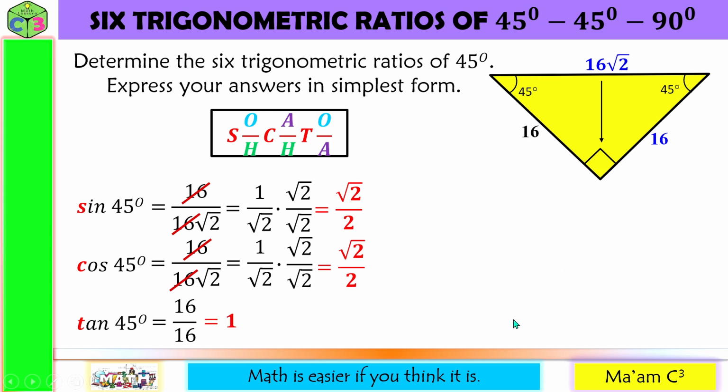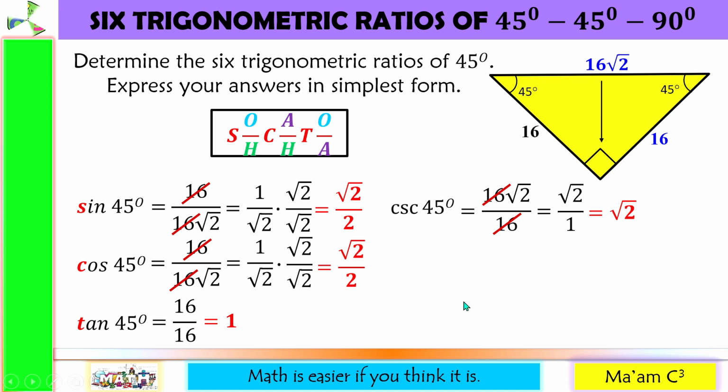Let's continue. Cosecant 45 degrees. Cosecant, once again, is just the reciprocal of sine. So we're going to interchange the numerator and the denominator. This will become 16 square root of 2 over 16. 16 and 16 will cancel out, leaving us square root of 2 over 1, or simply square root of 2.